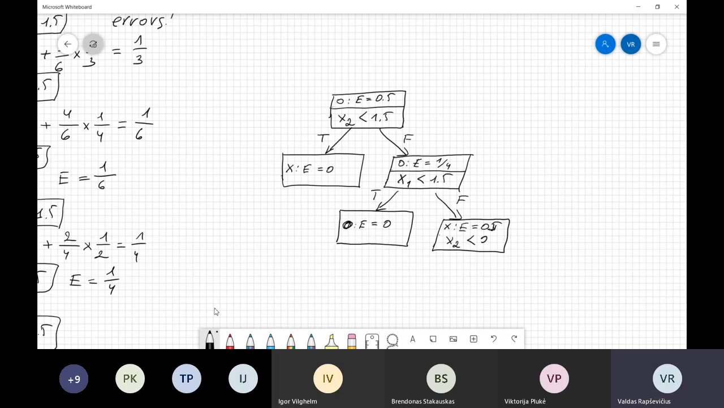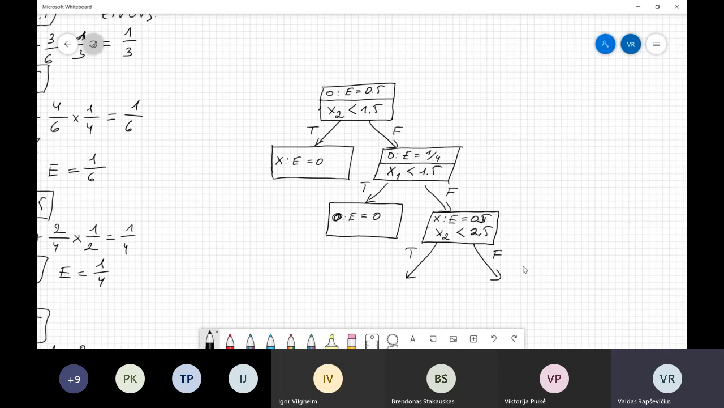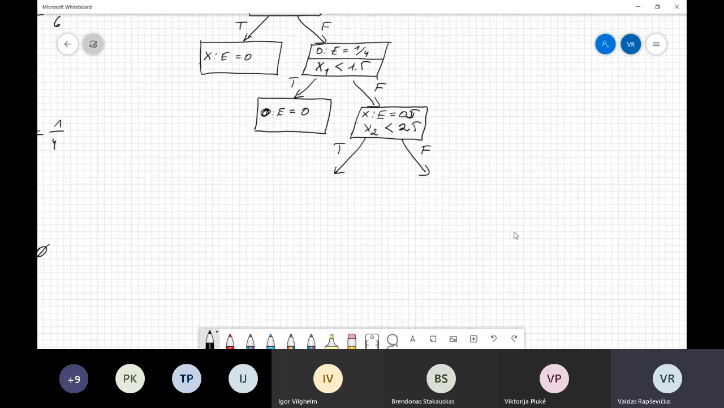Less than 2.5, and again we have a situation of true and false. If it's true, then these are x's and error equals 0. And if it is false, if it is more than 2.5 by the x2 feature, then these are circles and error equals 0.